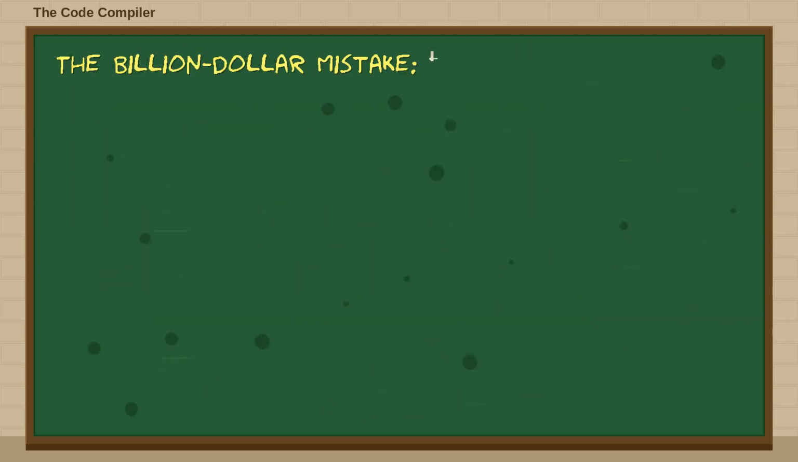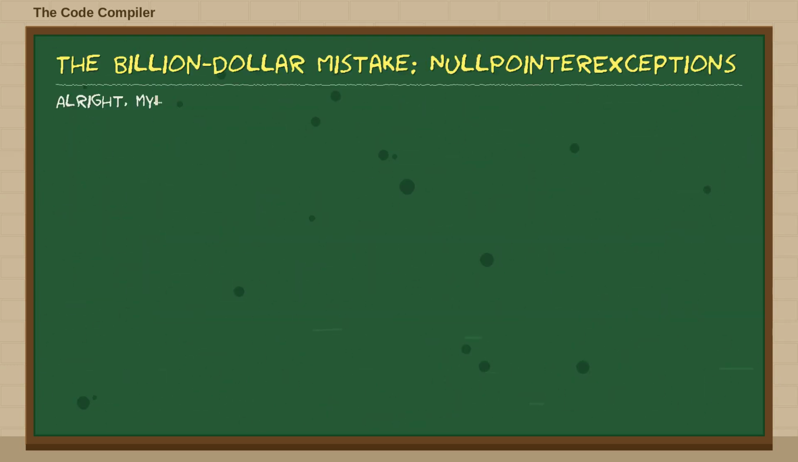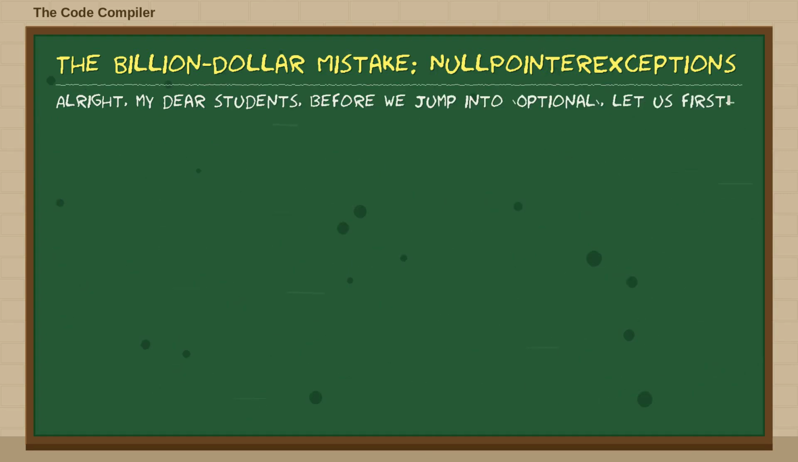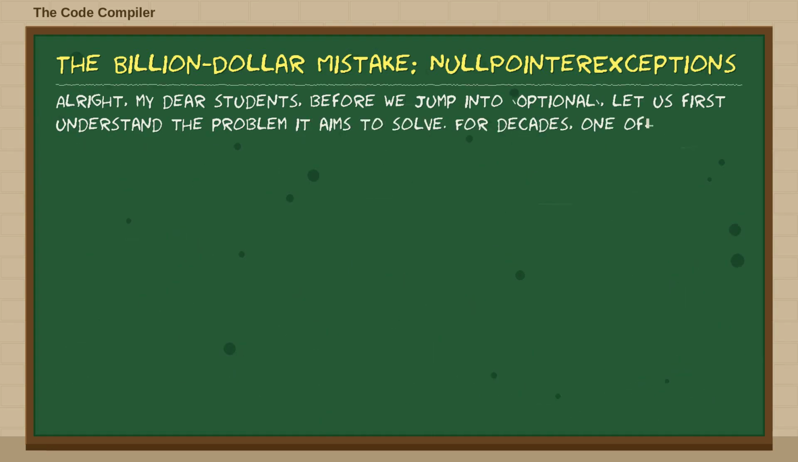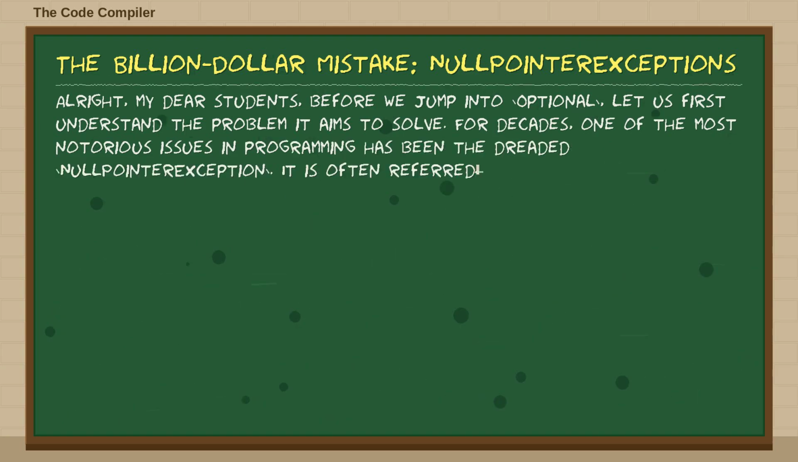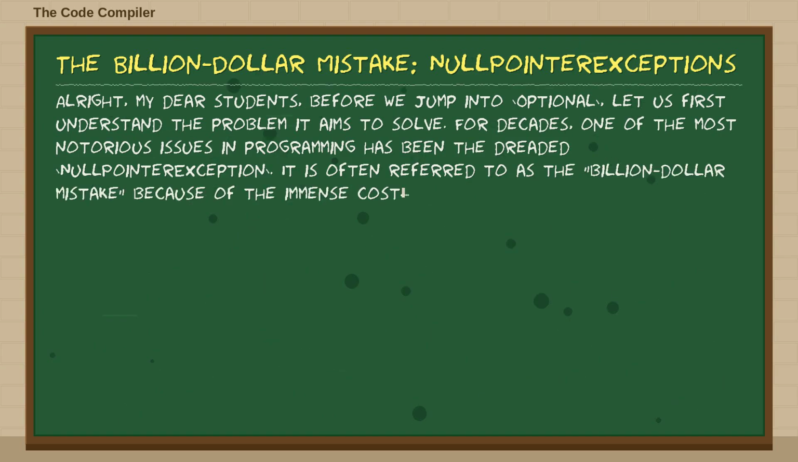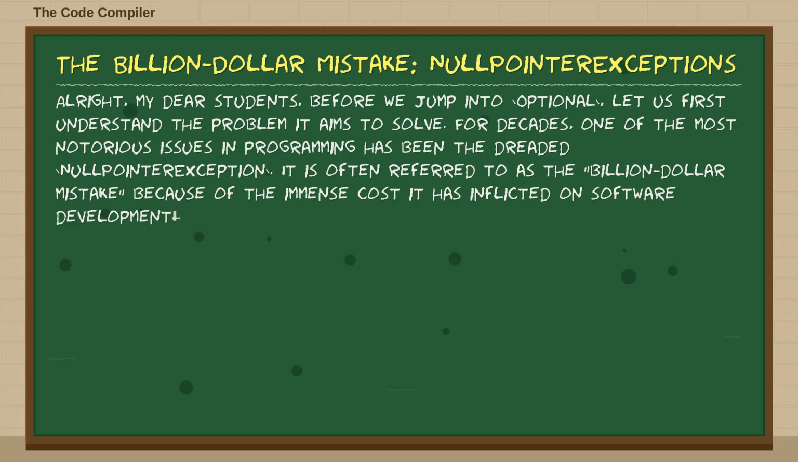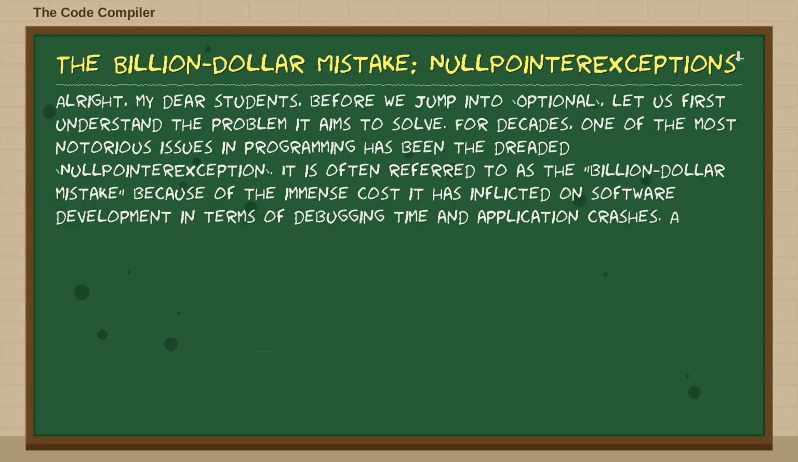Alright, my dear students, before we jump into Optional, let us first understand the problem it aims to solve. For decades, one of the most notorious issues in programming has been the dreaded NullPointerException. It is often referred to as the billion-dollar mistake because of the immense cost it has inflicted on software development in terms of debugging time and application crashes.